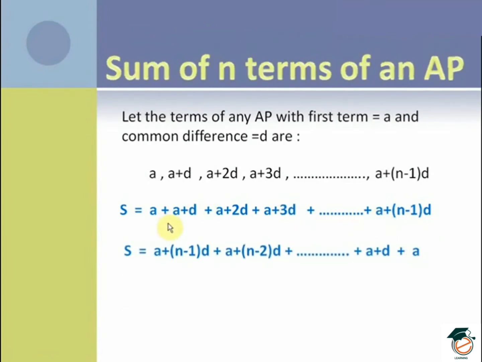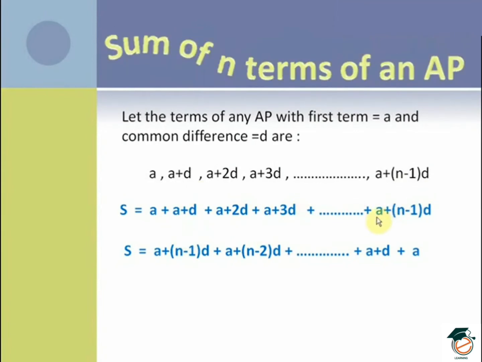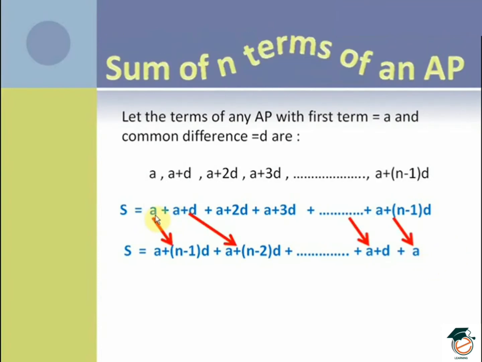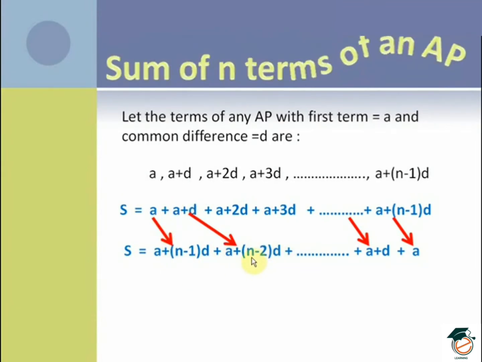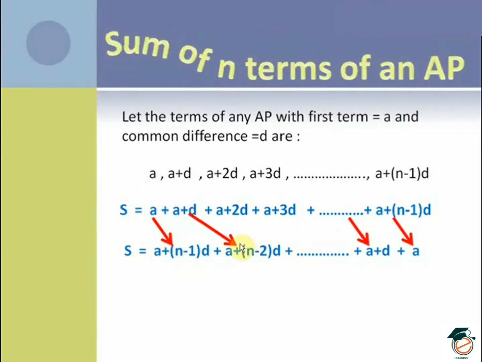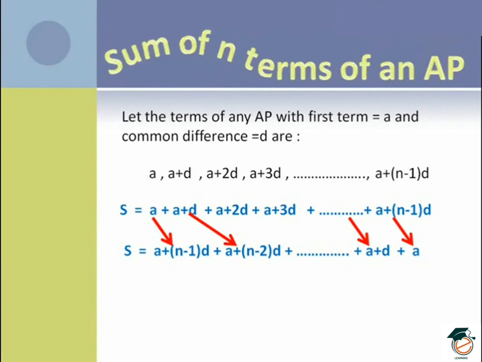Now what we do is, we write the same sum of the series, but here we have simply reversed it. That is, we have written this term as the first term and all these terms are written in reverse order. So this becomes a plus n minus 1 into d plus a plus n minus 2 into d and so on up to a plus d plus a. So what we again observe here is the sum of this term and this term is equal to 2a plus n minus 1 into d. The sum of this term and this term also is equal to 2a plus n minus 1 into d and so on up to this term. That is, each and every pair has the sum equal to 2a plus n minus 1 into d.